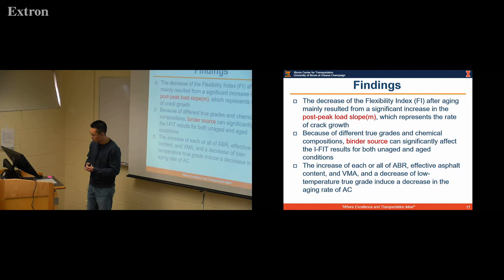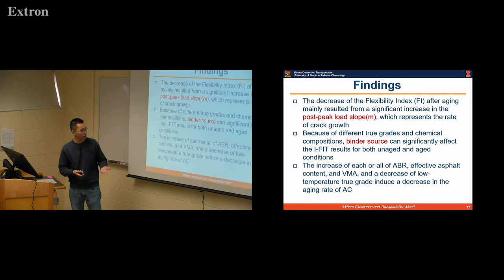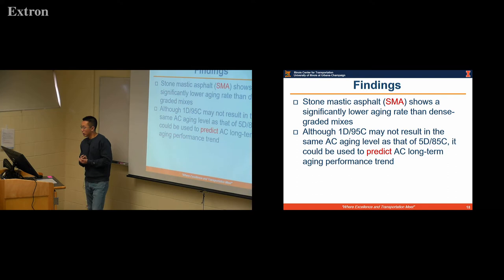And the increase of each or all of ABR, effective asphalt content and VMA, and a decrease of low temperature shear grade induces a decrease in the aging rate of asphalt concrete, which is what we want. And SMA mixes always show a significantly lower aging rate than dense graded mixes. And although 1 day 95C may not result in the same AC aging level as that of 5 day 95C, it could be used to predict AC long-term aging performance trend, because they have the same trends and it has larger values or beta estimates.